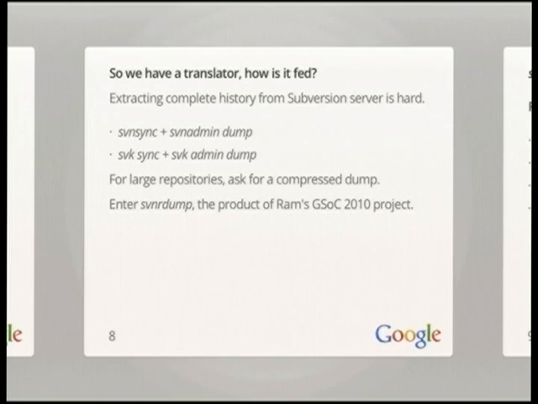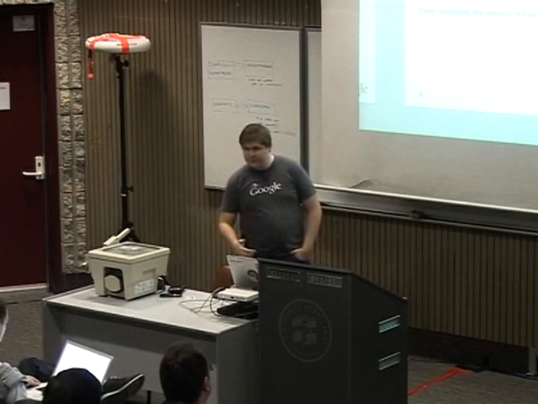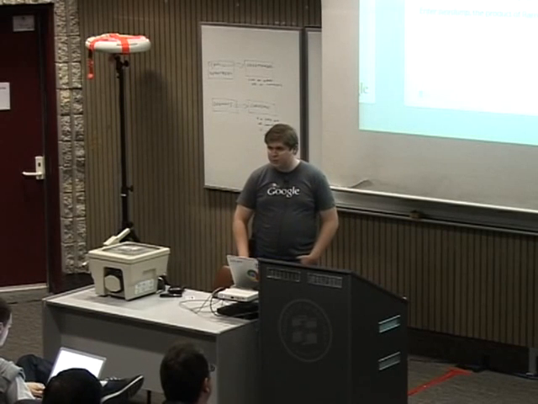And so basically with ASF, SVN sync will just simply fail always. So that wasn't very useful. But if you have a small project, it works well enough, and you can use that in SVN admin dump and get your history out that way.